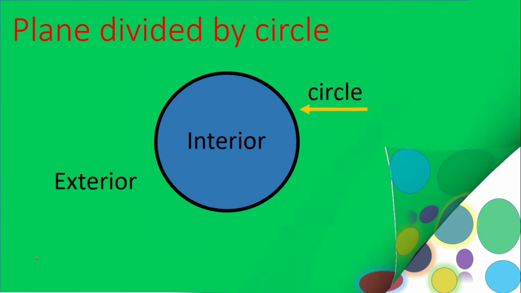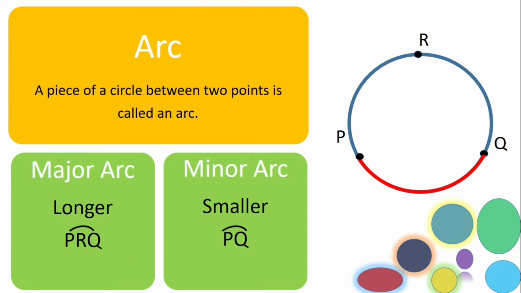So after this we have arc, and arc is also an important terminology related to circle. So basically arc is a piece of circle between 2 points. To make you understand a bit more about arc, there is a circle and I have marked 3 points on the circle P, R and Q. And then if I cut this circle from the points P and Q, I will get two parts of the circle. One marked in blue color and second part which is marked in the red color.